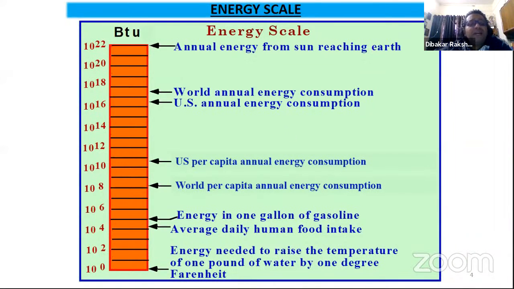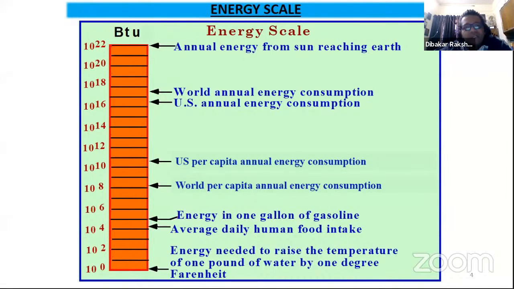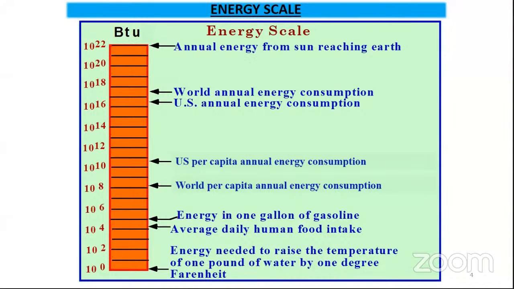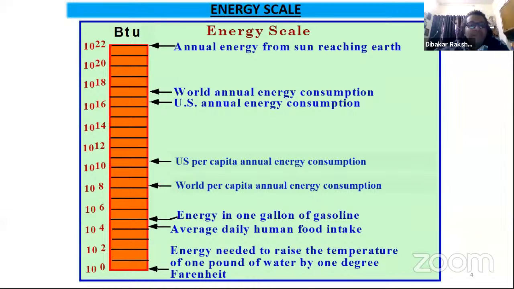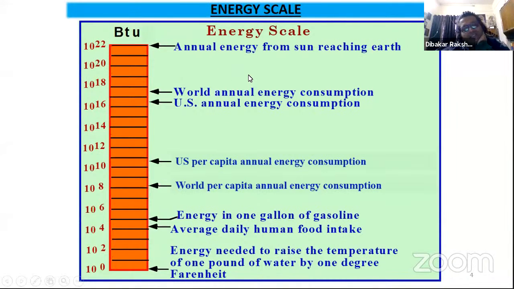So you can see that we are receiving from the sun around 10 raised to the power 22 British thermal units. If you convert it into joules, it is around 1.005, so more or less it is equivalent to joules only. But although we are receiving 10 raised to the power 22 British thermal units of energy from the sun, our world's annual energy consumption is quite less. But then also we are not able to cater to the requirement, even though we are receiving such a huge amount of energy from the sun per year.